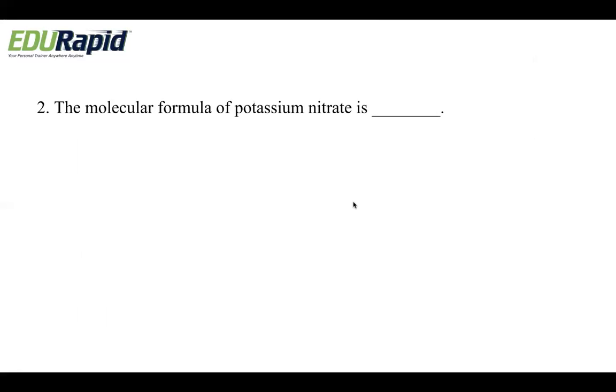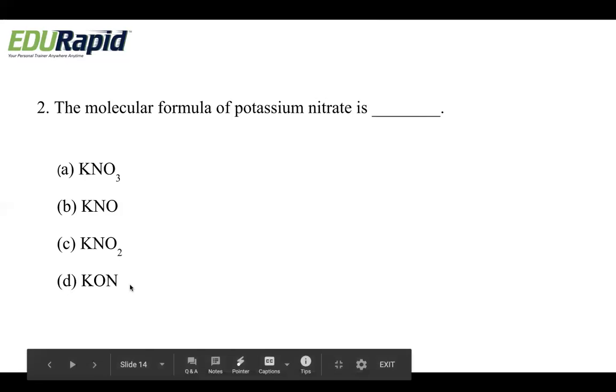The next question: what is the molecular formula for potassium nitrate? Options: KNO3, KNO, KNO2, KON.